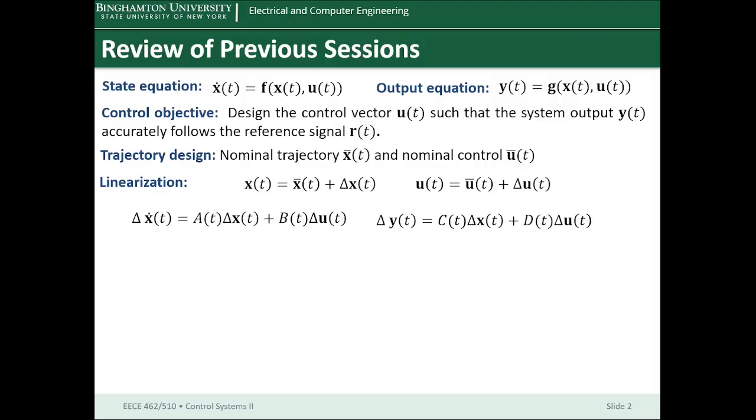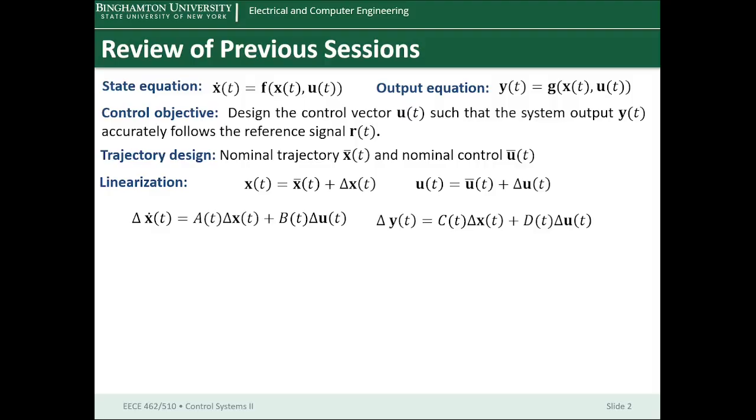We assume we are around the nominal trajectory. Then our state is equal to x bar, the nominal trajectory, plus a perturbation term. And it's also valid for our control input. We divide our control input into 2 terms. One term is the nominal control and another term is the perturbation term.